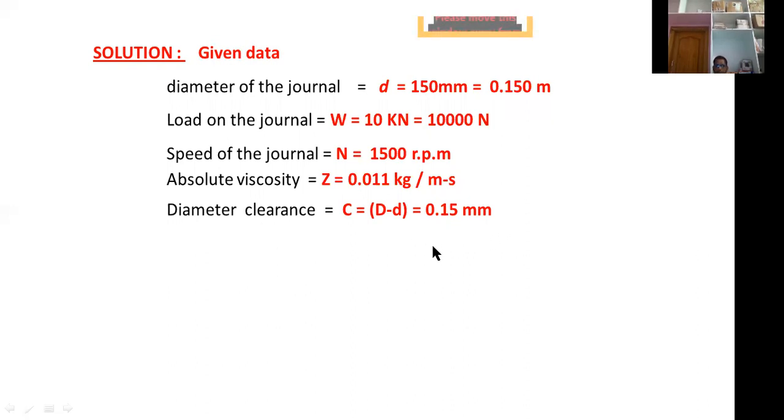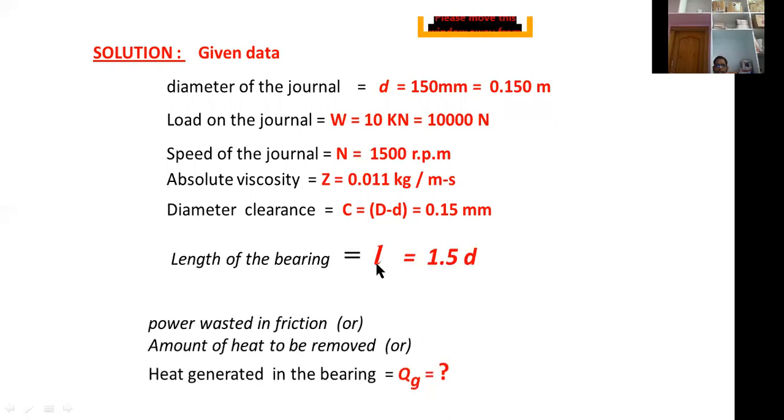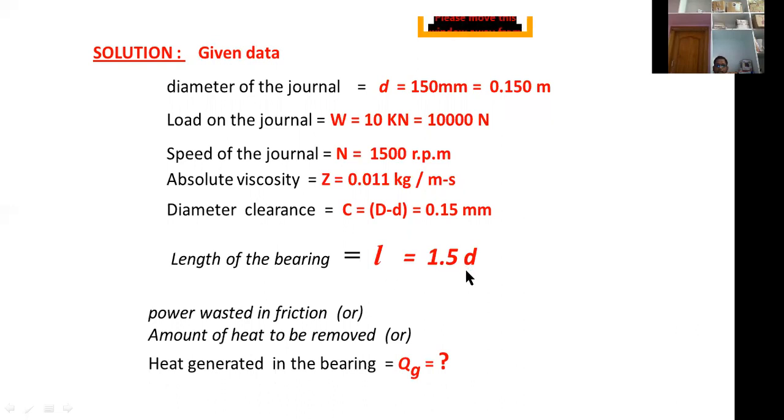Capital C is given, capital C equal to capital D minus small d. Now the length of the bearing L equal to 1.5 d is given, that is 1.5 times the diameter of the shaft. So here you have to find the value of L by substituting D equal to 150 mm. Here you have to find the power wasted in friction, or the amount of heat generated in the bearing, that is Qg.